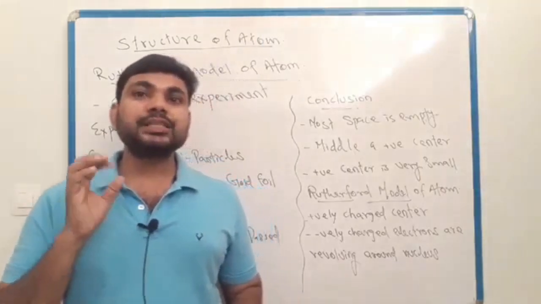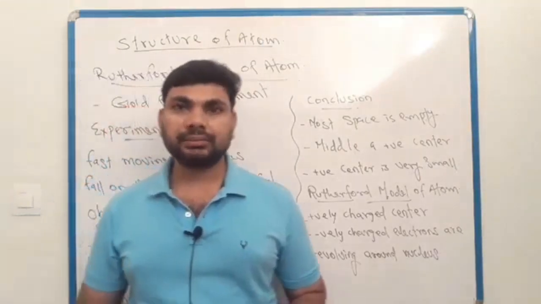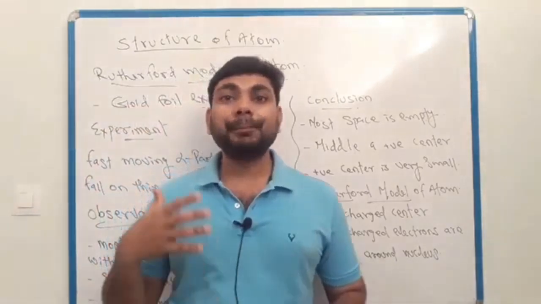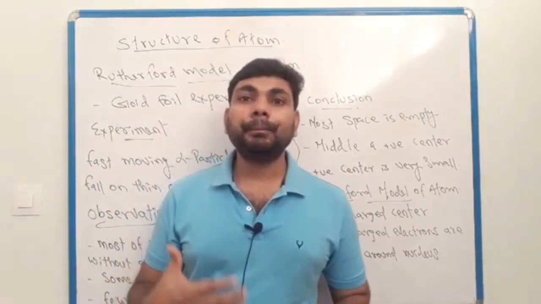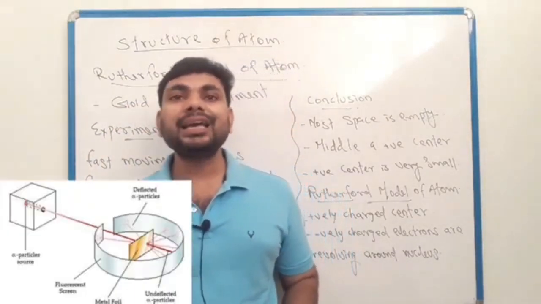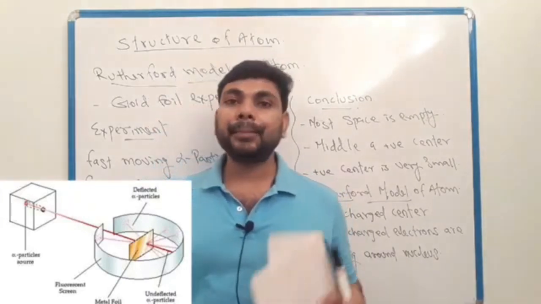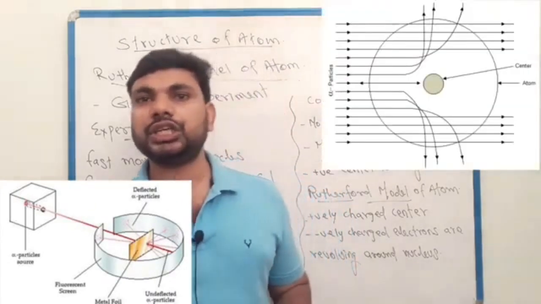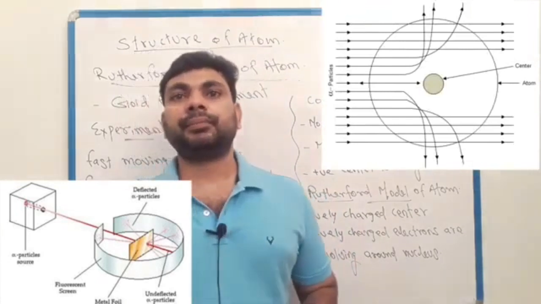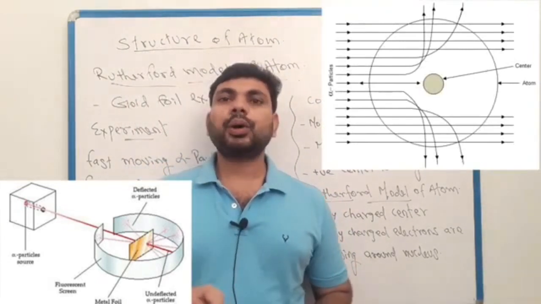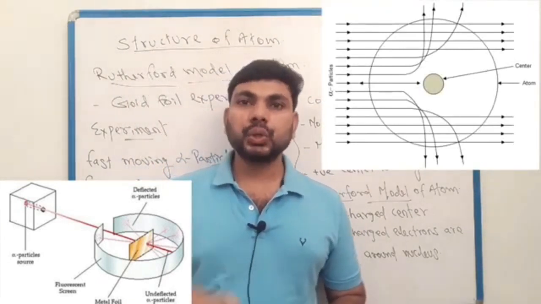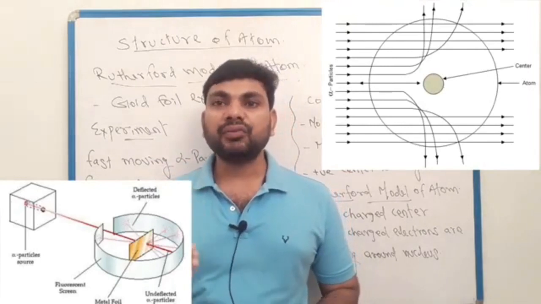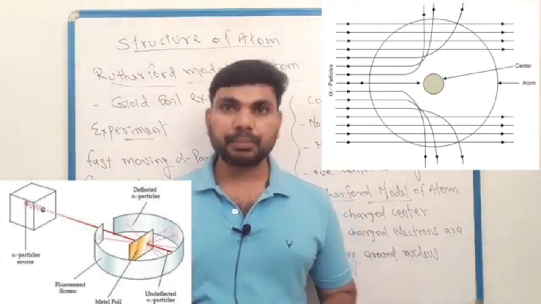Gold is the most malleable metal. The term malleable means a metal can be changed into a thin metal sheet. So that's why he selected gold and alpha particles for this experiment.